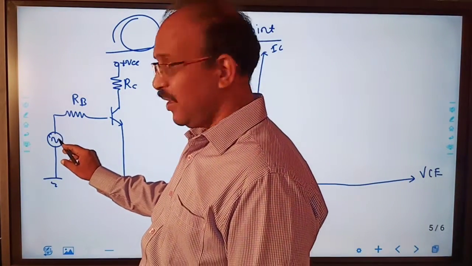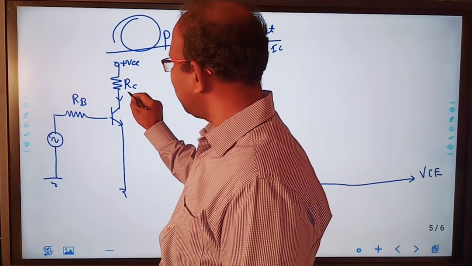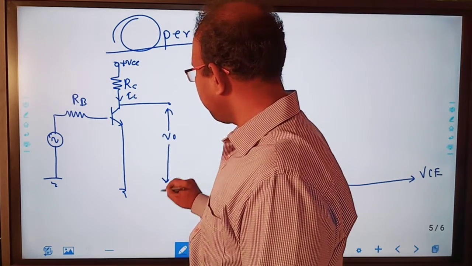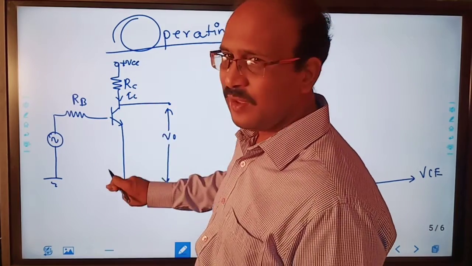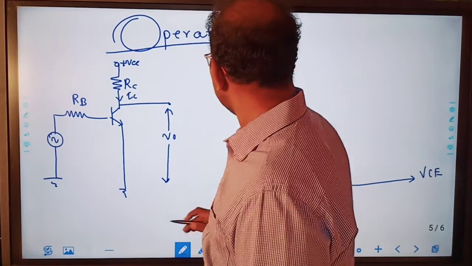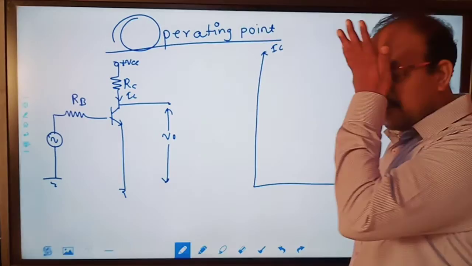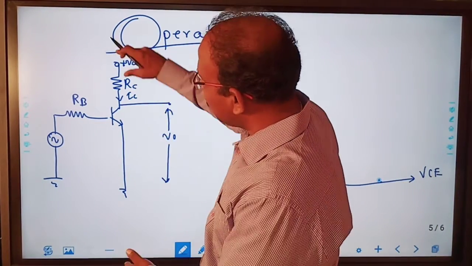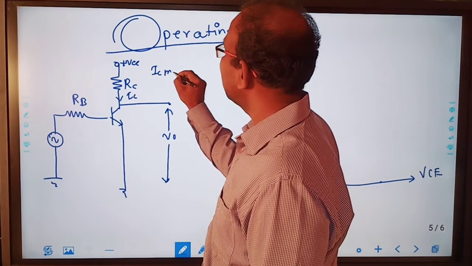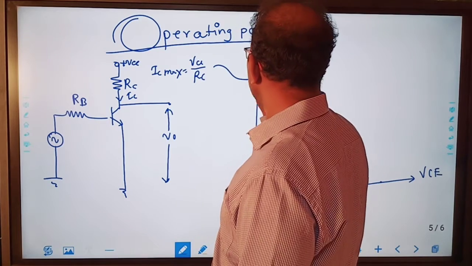Without biasing, what will happen? When IB is 0, that time IC is 0. So this graph is VCE and IC. When IB is 0, IC is 0. That time, what is the maximum IC? VCC by RC. IC max is equal to VCC by RC. It will be somewhere here.